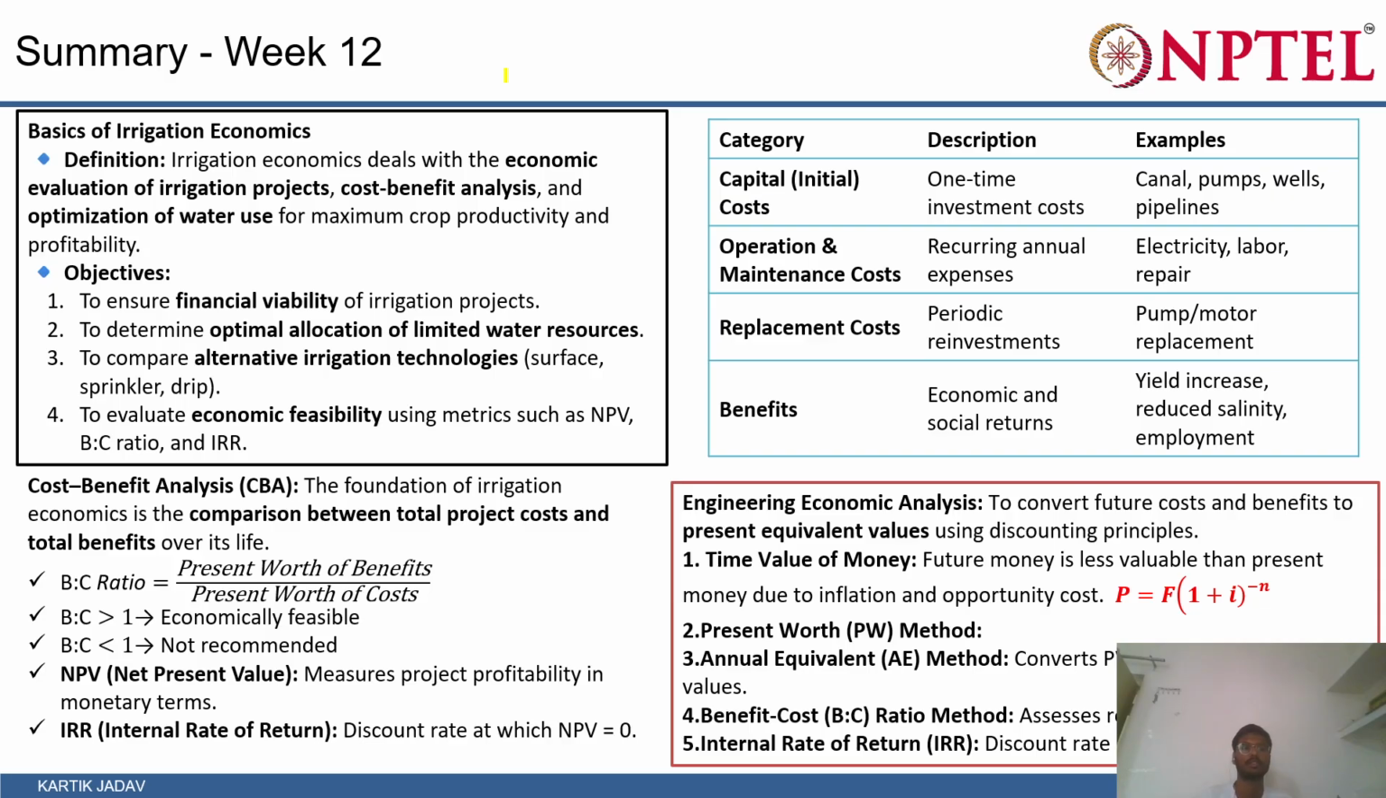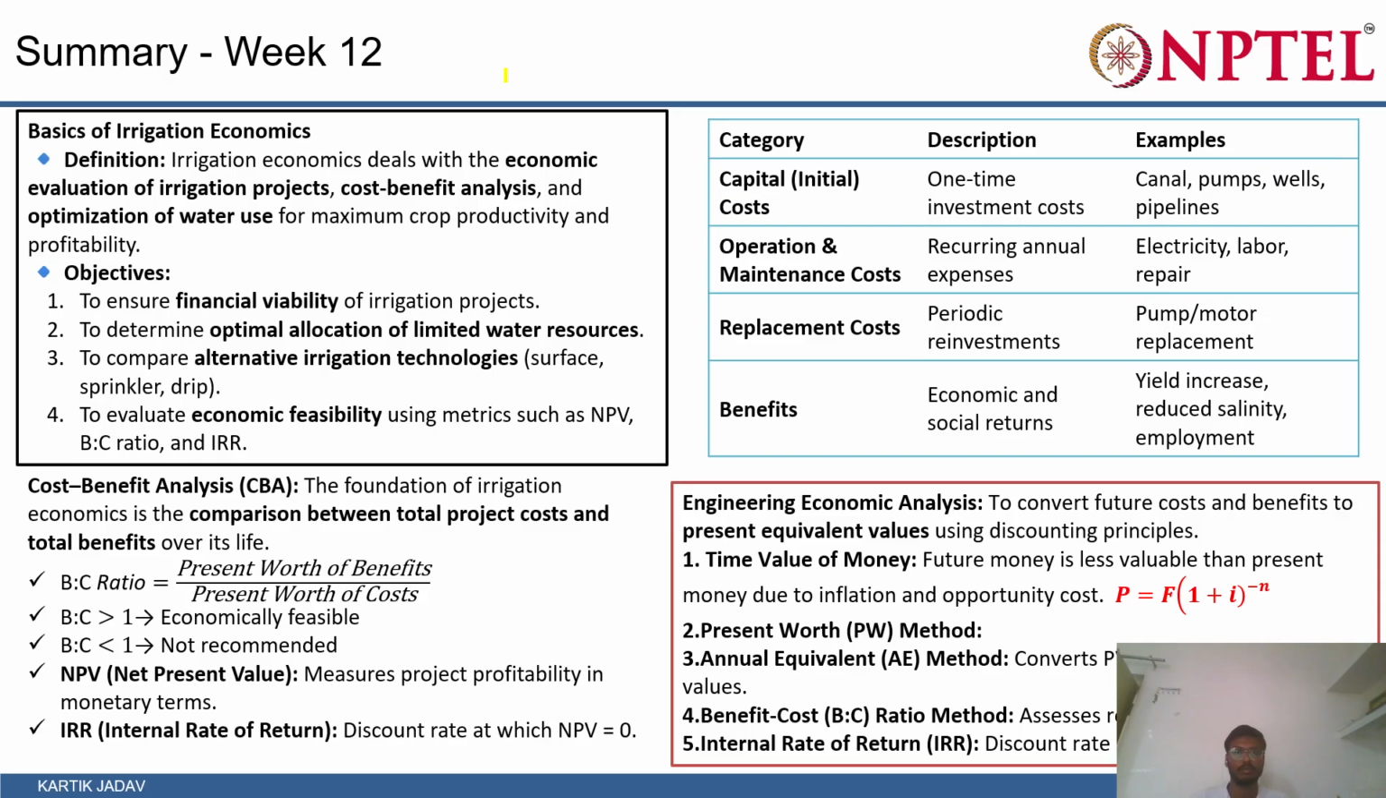So considering all this, irrigation economics helps us to optimize the allocation of limited water resources, and the selection of optimal irrigation technologies, like more advanced technology such as drip or sprinkler, or you can just continue with the surface irrigation system. And finally, to evaluate the economic feasibility using net present value, benefit cost ratio, and IRR.